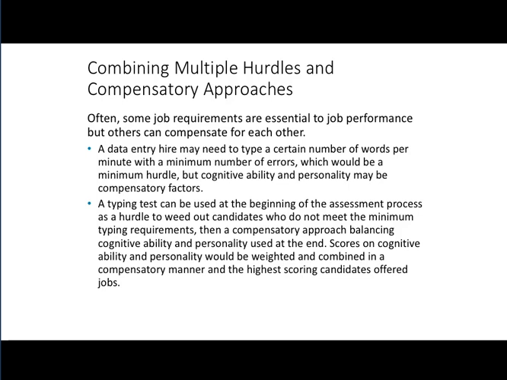And here's some examples. A data entry hire may need to type a certain number of words per minute with a minimum number of errors, which is a minimum hurdle. And then cognitive ability and personality may be combined in a compensatory factor. So at a minimum, they have to meet the minimum requirements for the typing and the errors. And then after that, everything is compensatory. The typing test is used at the beginning to weed out the people who cannot meet that minimum hurdle. So use your hurdles first and then use your compensatory methods after that. And that's the best approach to using the two of them combined.